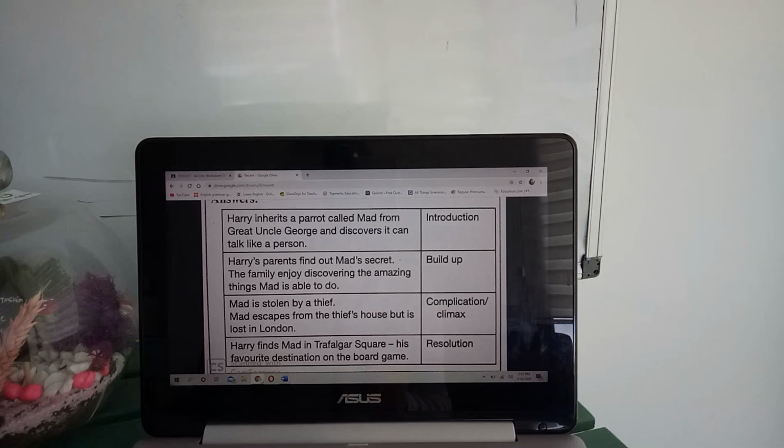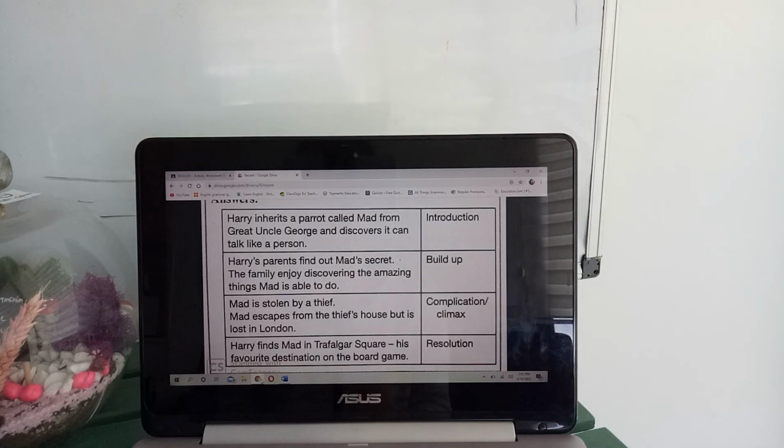That is why the problem or the complication, or the climax: Mad is stolen by a thief. And it's followed by Mad escapes from the thief's house, but is lost in London. So that's the problem. Mad was stolen because of its talent. It knows how to talk. It knows how to play board games. And Mad was able to escape. However, Mad is lost in London. So that's the problem. That's the climax.